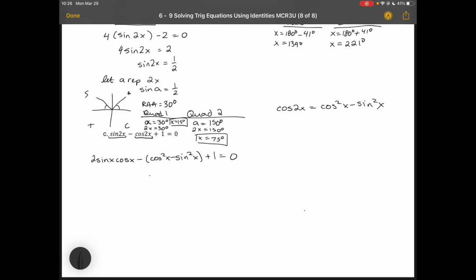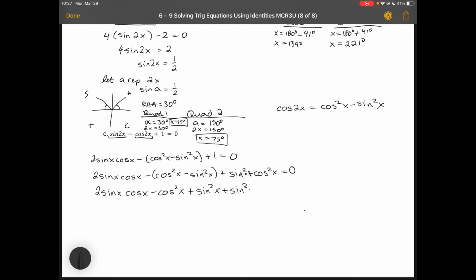Okay, so now that looks a little bit better. I think I want to actually make that 1 into sine squared x plus cos squared x as well, so that I've got everything in terms of sine and cosine to see if I can simplify my expression a little bit. So let's keep going here. We'll do some expanding and some simplifying. What I'm going to see is that I get 2 sine x cos x minus cos squared x plus sine squared x plus sine squared x plus cos squared x.